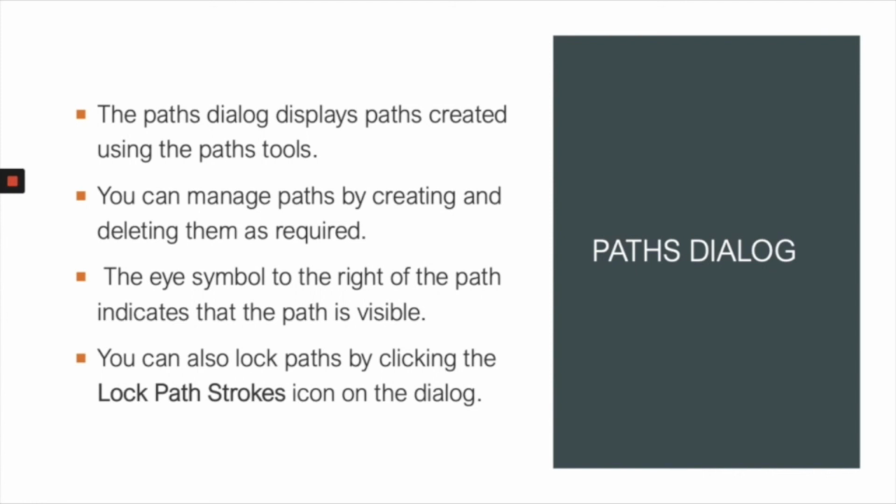The eye symbol to the right of the path indicates that the path is visible. You can also lock paths by clicking the lock path strokes icon on the dialog. Once you have drawn a path and you find that it is perfect, you can lock that path so that it does not get deleted later.